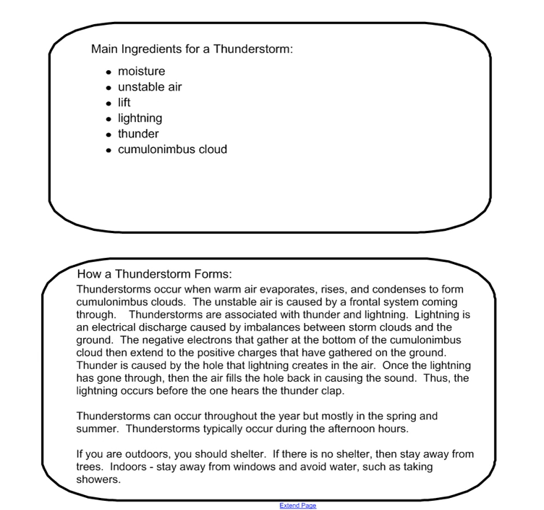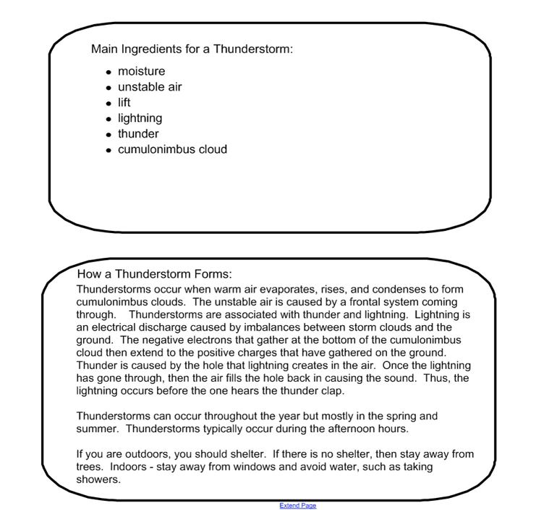Here are the main ingredients for a thunderstorm. You need moisture, unstable air, lift, lightning, thunder, and a cumulonimbus cloud. This is how a thunderstorm forms. Thunderstorms occur when warm air evaporates, rises and condenses to form cumulonimbus clouds. The unstable air is caused by a frontal system coming through.